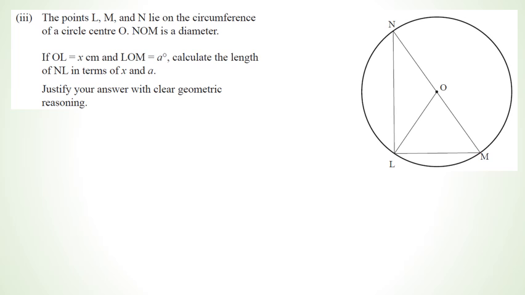Okay, so with this question, we've got a circle, and obviously we have a right angle triangle inside of it. The reason it's a right angle triangle is because we have N, L, M, it's an angle in a semicircle. So we know to start off that this here is going to be 90 degrees. Okay, so they tell you that OL is equal to X centimeters, which is this right here. Then they're letting us know that angle LOM equals A degrees. So that's LOM, which means that's A degrees. Now they're asking us to calculate the length of NL in terms of X and A.